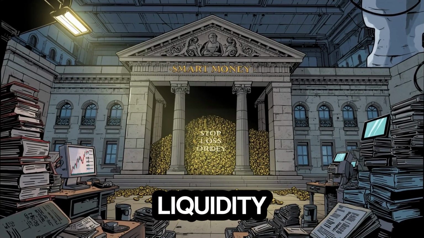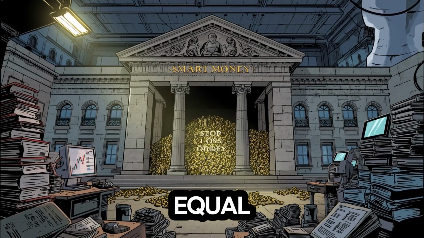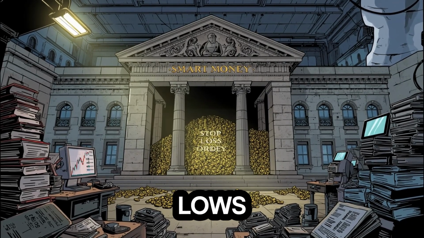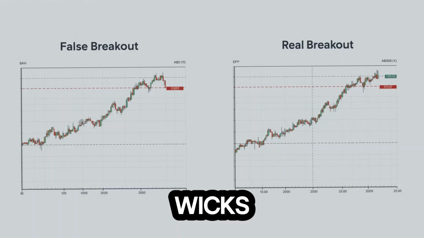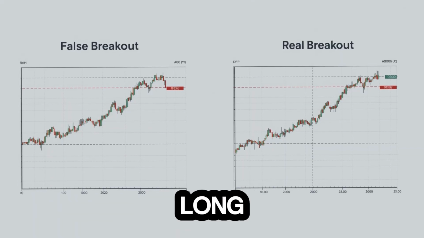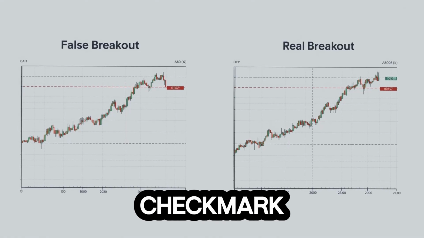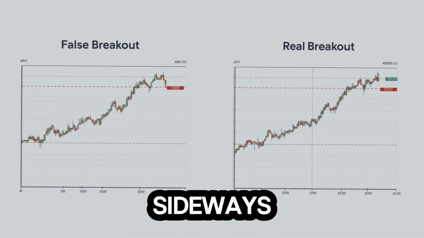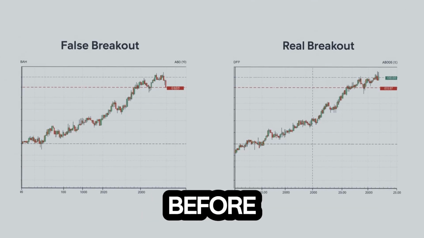3.3. How to spot liquidity zones on your chart. Equal highs and equal lows: two or more highs or lows at the same level equals an obvious liquidity trap. Wicks and rejections: long wicks show that price tapped into liquidity and reversed. Consolidation ranges: sideways movement builds orders on both sides. Expect a liquidity sweep before a breakout.